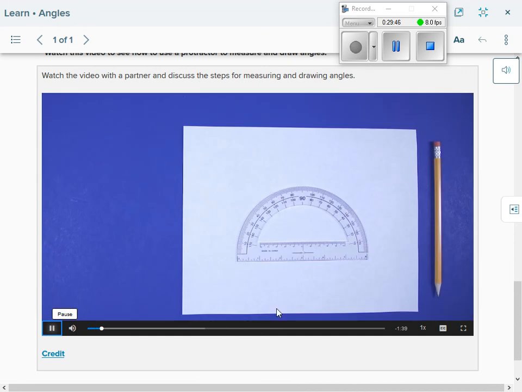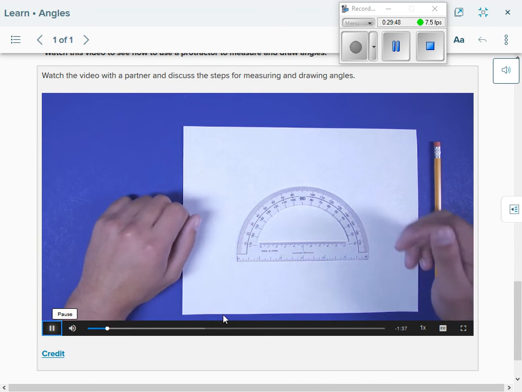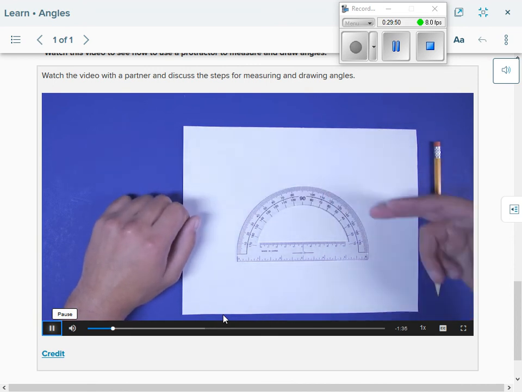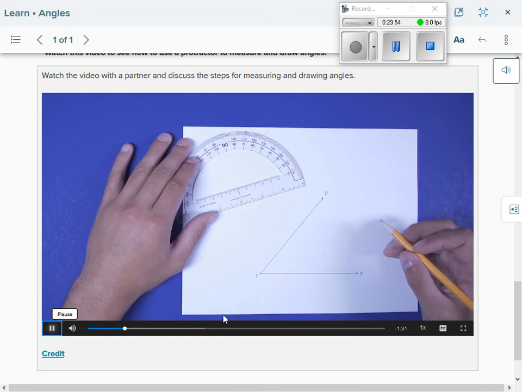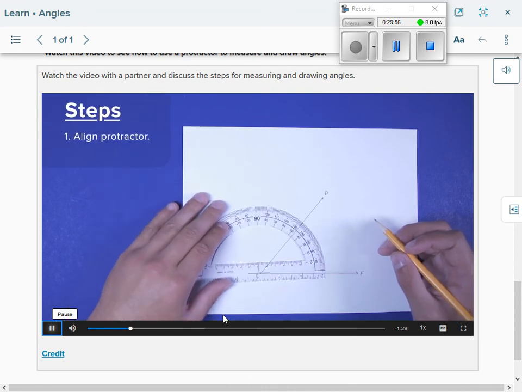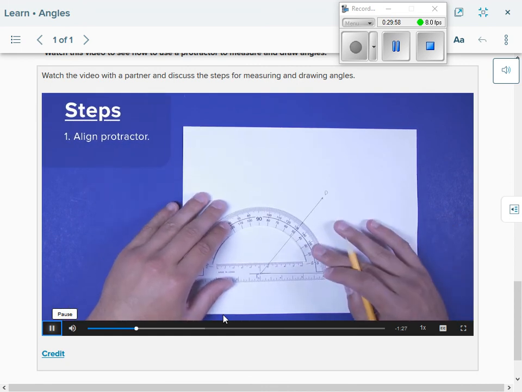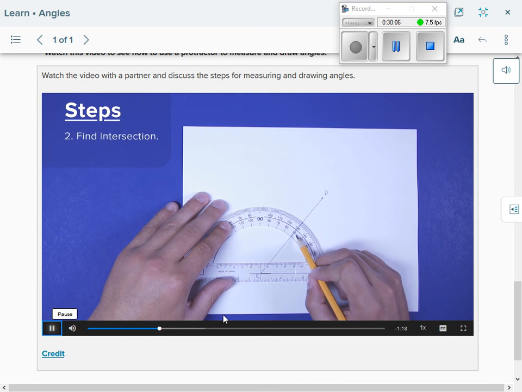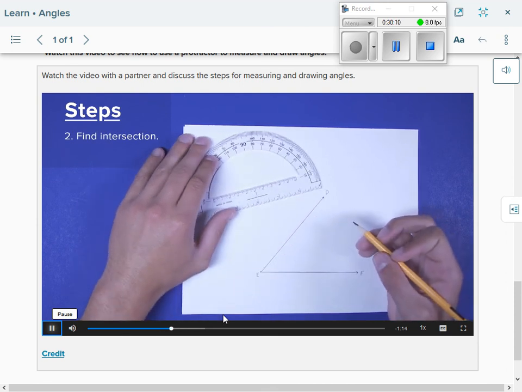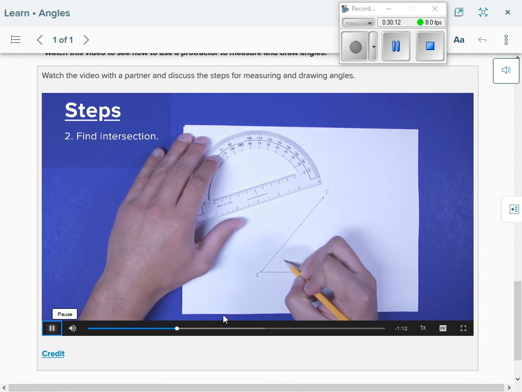The protractor has two scales that run from 0 to 180 on the outer line and 180 to 0 on the inner line. To measure an angle, line up the center of the protractor on the vertex of the angle. Make sure you align one side of the angle with the 0. Since the angle is aligned with the 0 on the inner scale, look to see where the angle intersects this scale. It intersects at the number 50, so the angle measures 50 degrees.